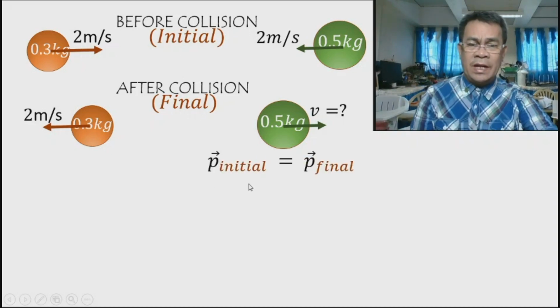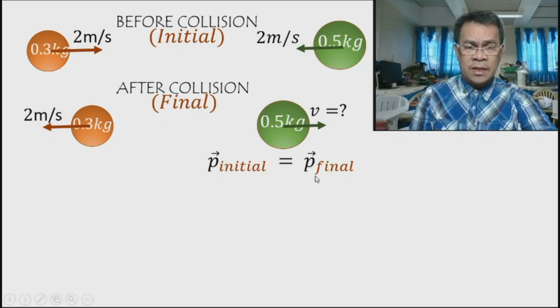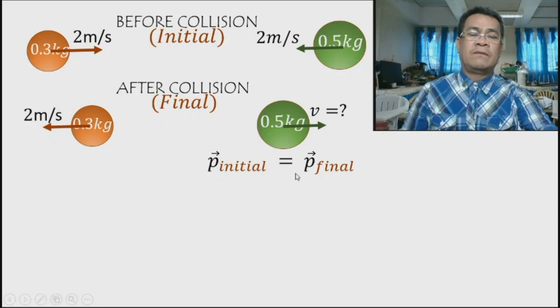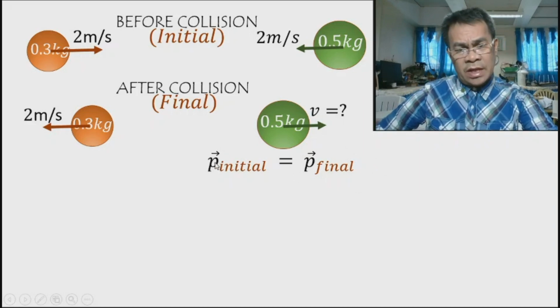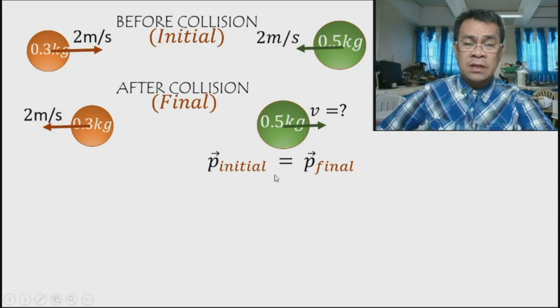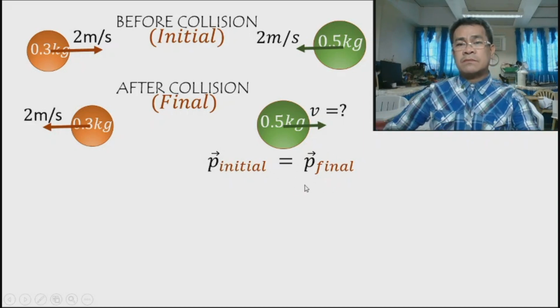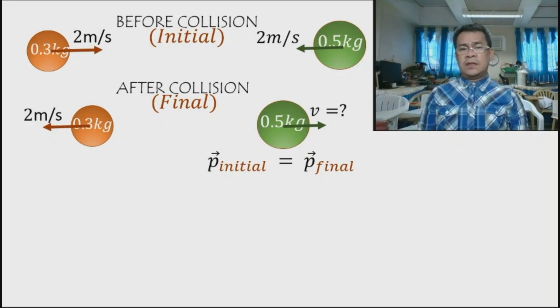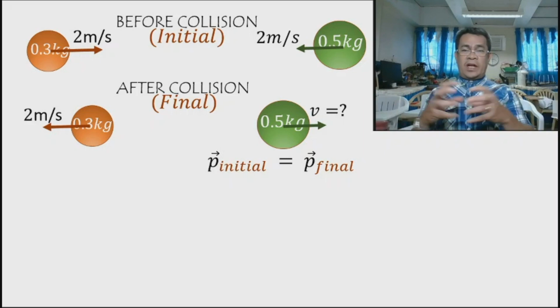So, we will use this formula. This is the law of conservation of momentum principle. The total initial momentum should be equal to the final momentum. According to the law, the initial momentum is always equal to the final momentum total. When we say total, we mean the momentum of the two colliding particles.